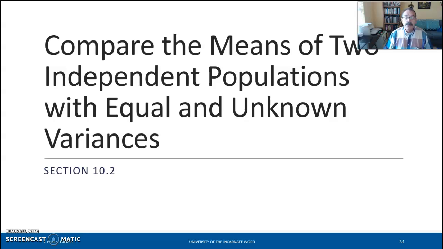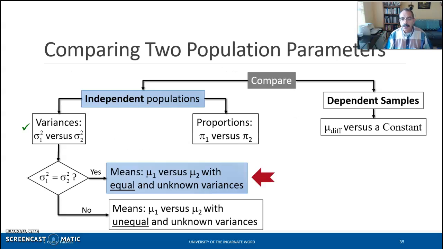This is part 5 of the module 9 lecture. In this, we're going to start to talk about comparing the means of two independent populations when the variances are equal but unknown. And this is covered in section 10.2 of the textbook.